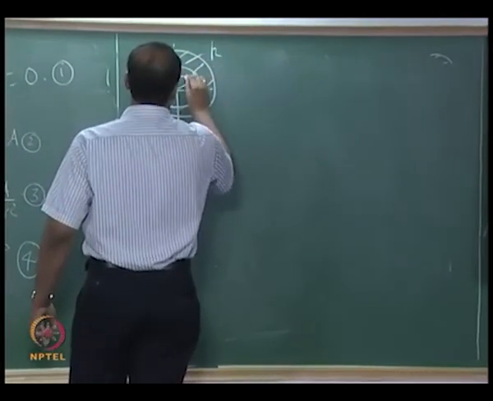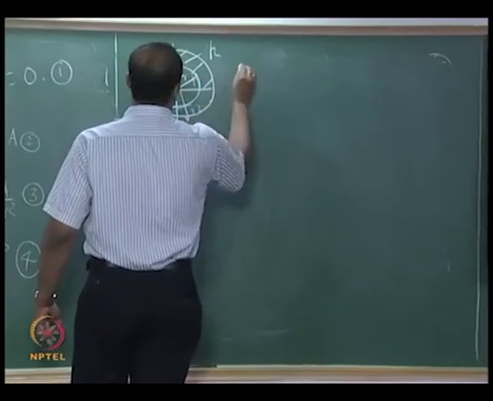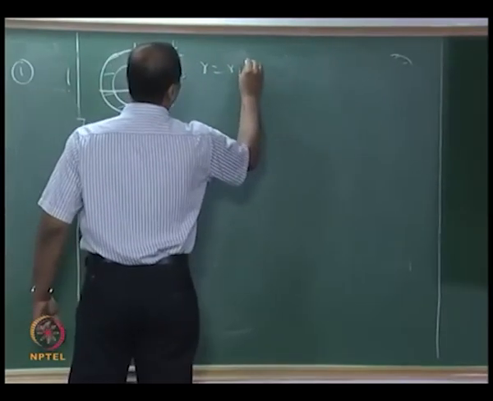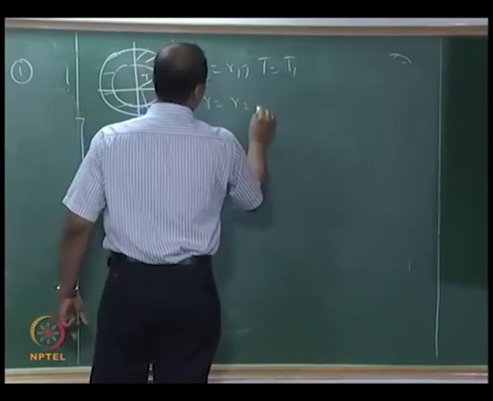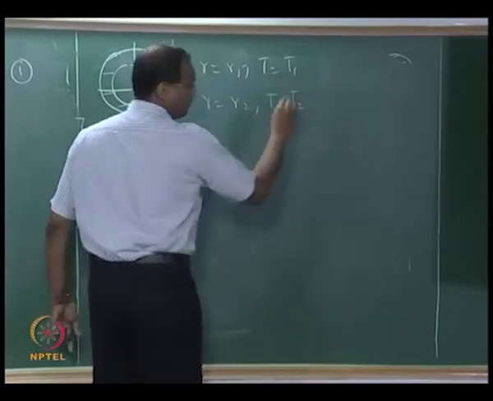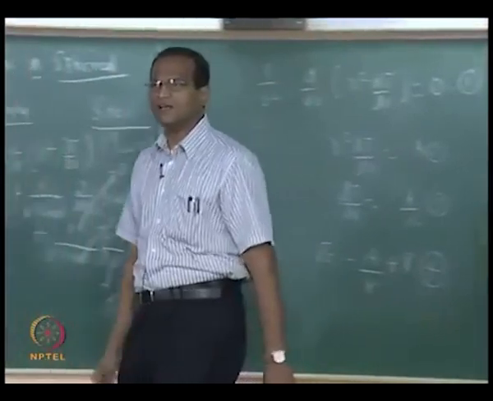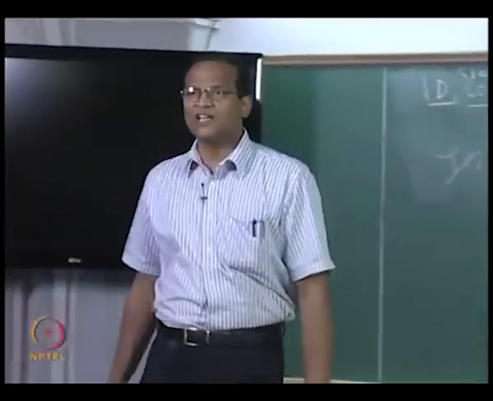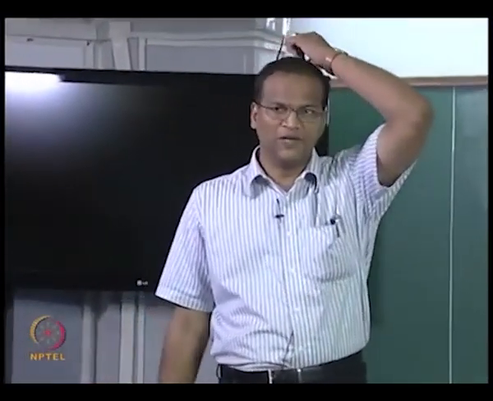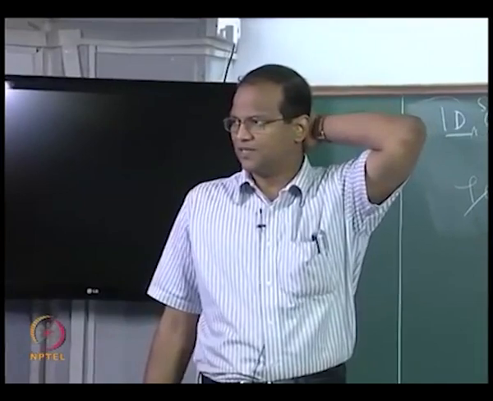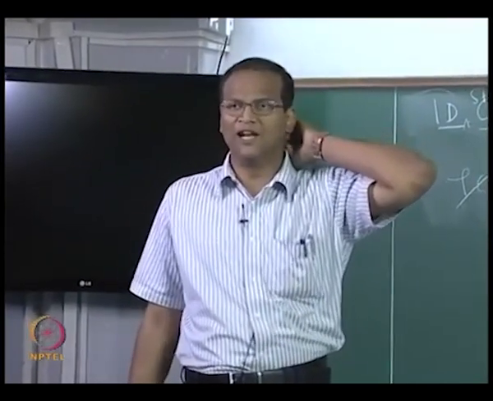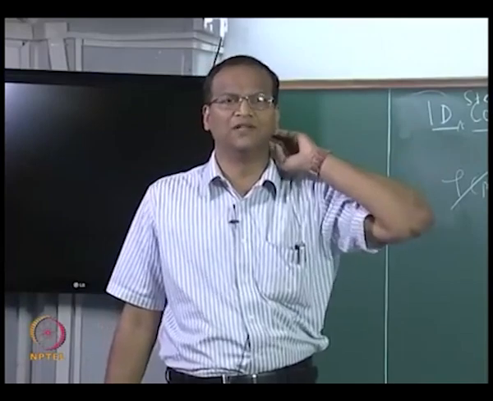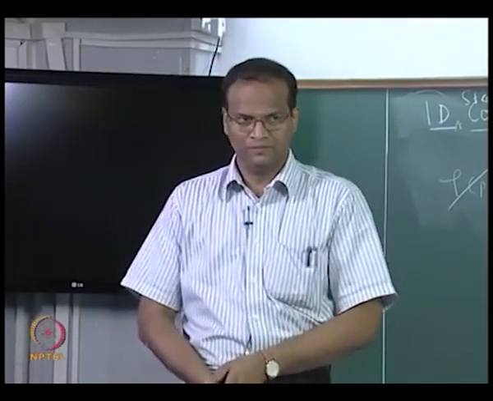K, R1, R2. Let us take a spherical shell of thickness R2 minus R1, at R equal to R1 temperature is T1, at R equal to R2 temperature equal to T2. Even if you do not know directly, we can get it indirectly exactly in the same way as we did for problem 45. Okay.